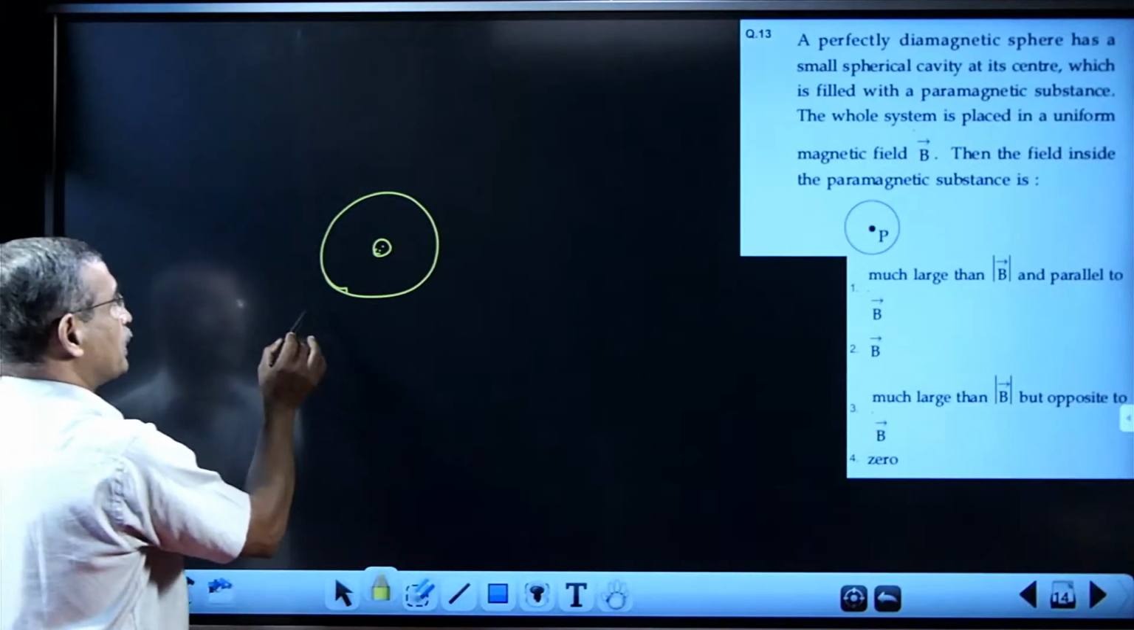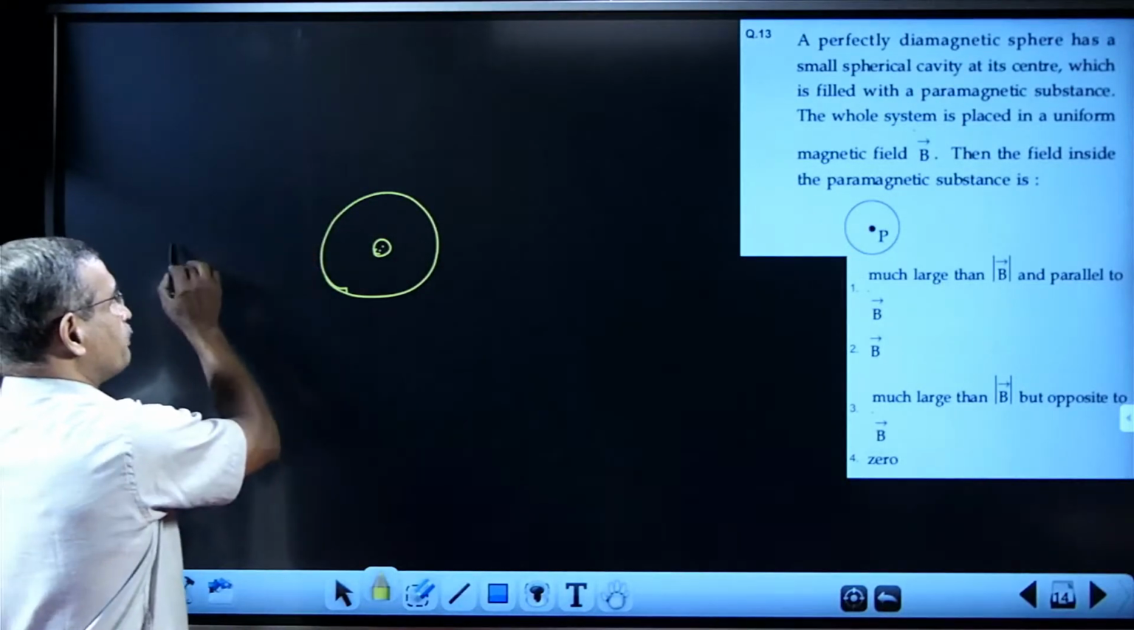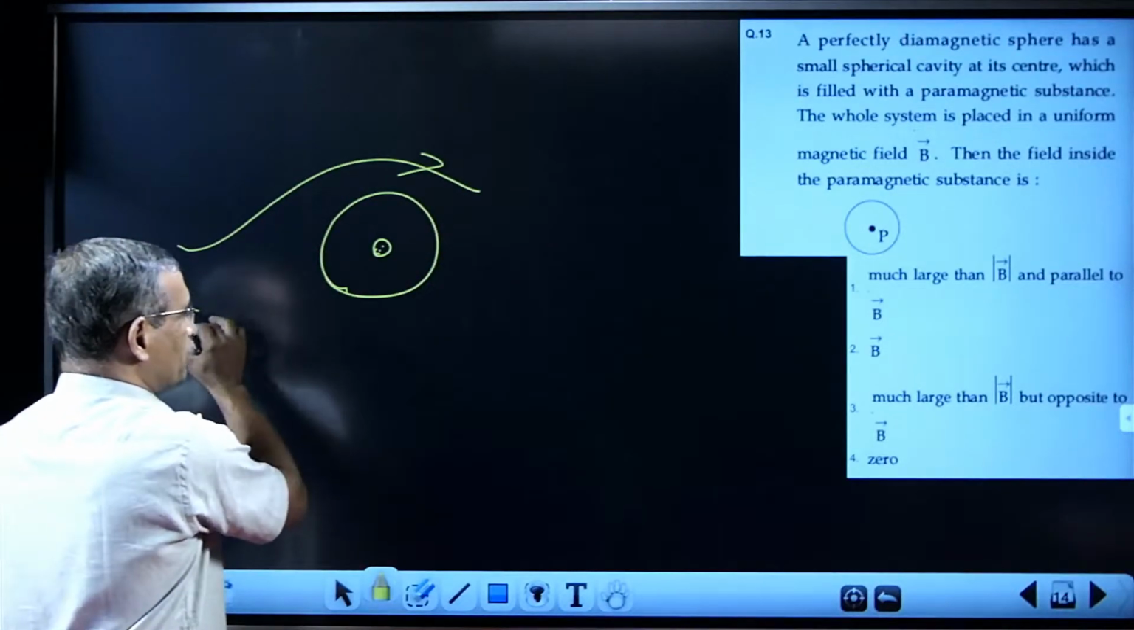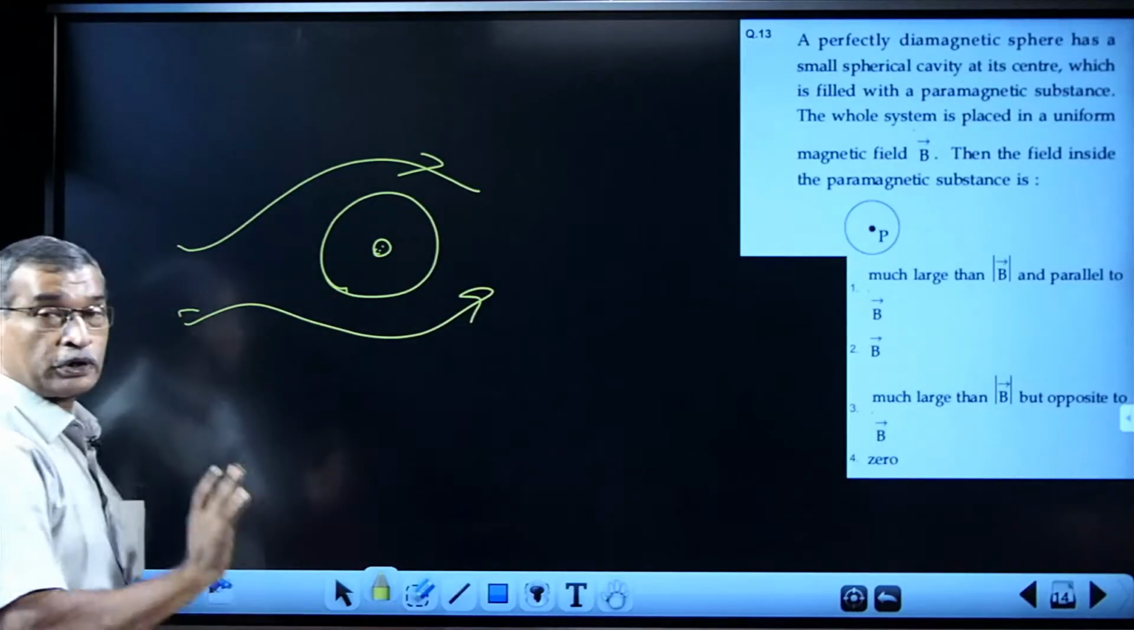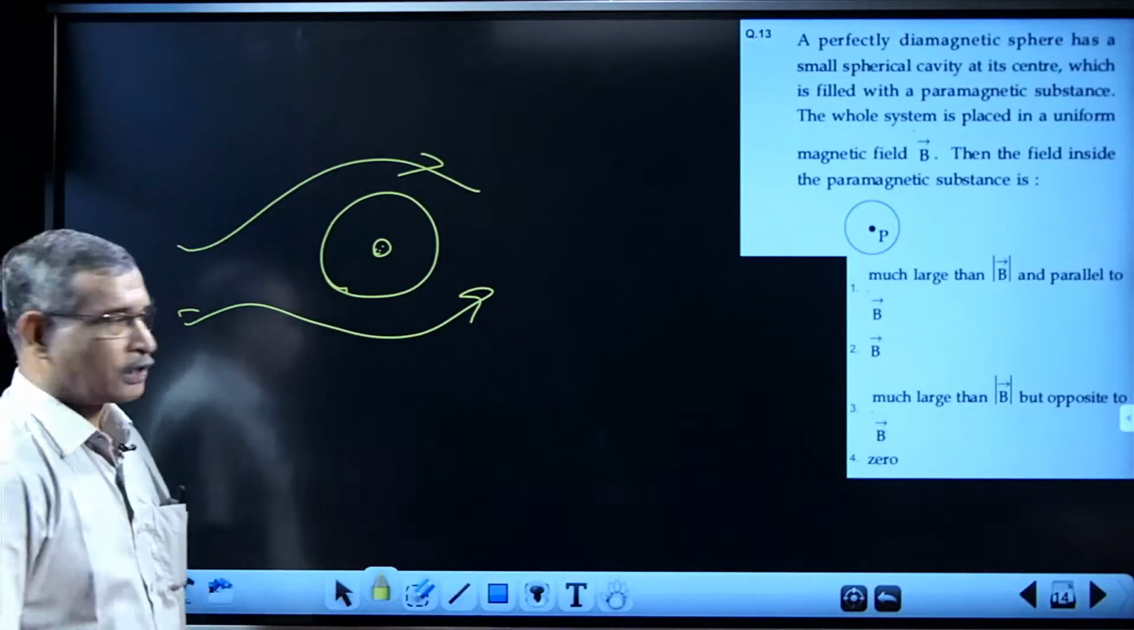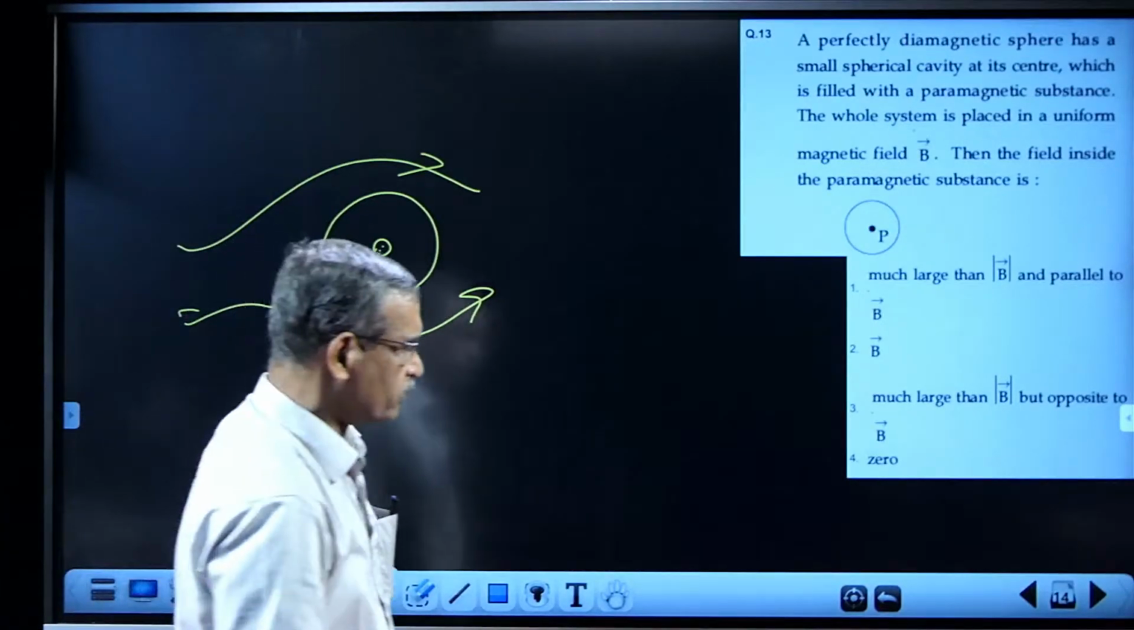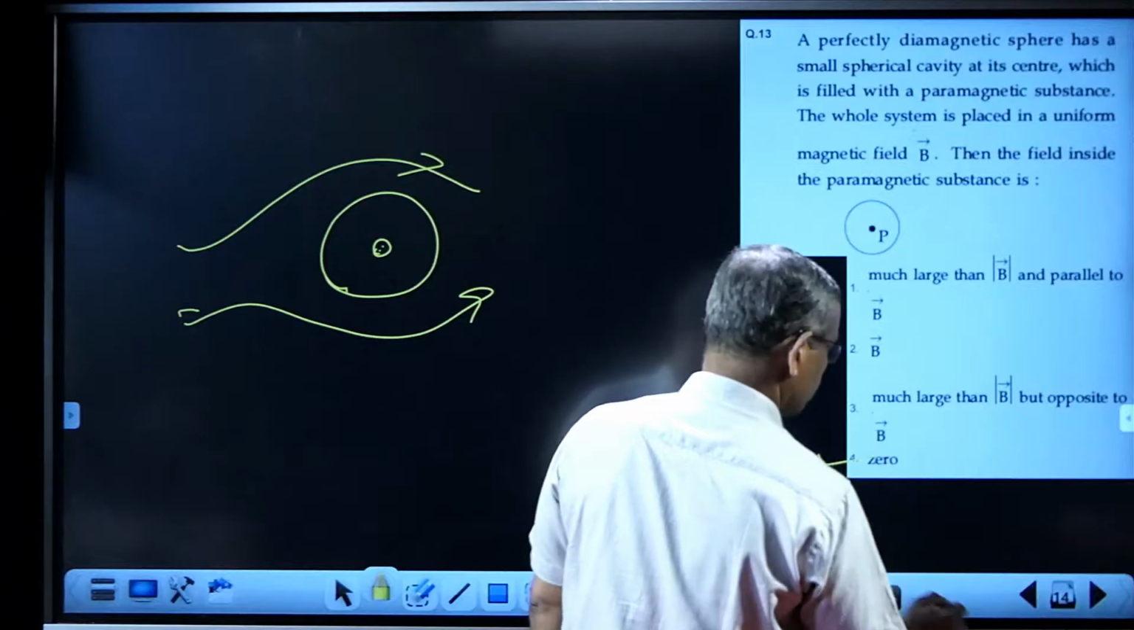When a diamagnetic substance is kept in an external magnetic field, the magnetic flux lines will be repelled out, and there will be no magnetic flux lines inside. Therefore, that is zero. Very, very simple. Therefore, the answer is 4.